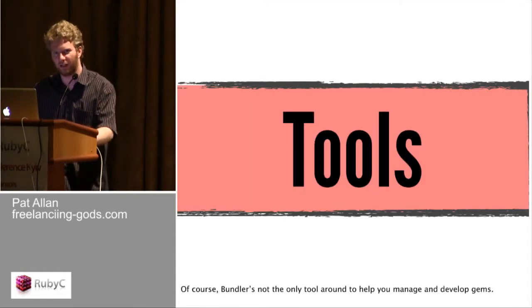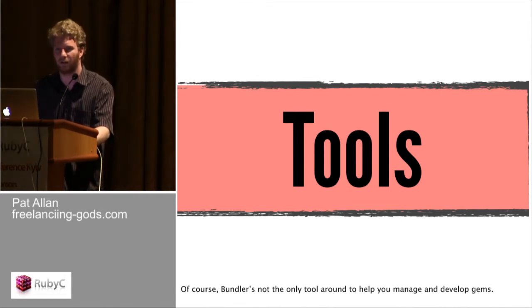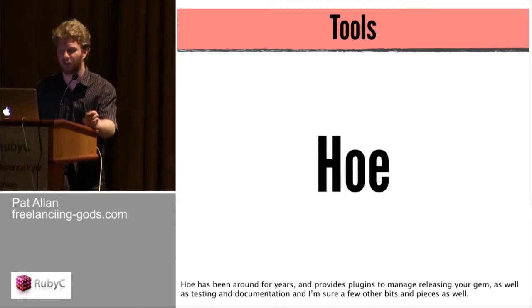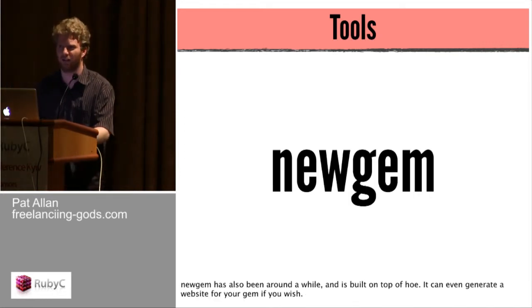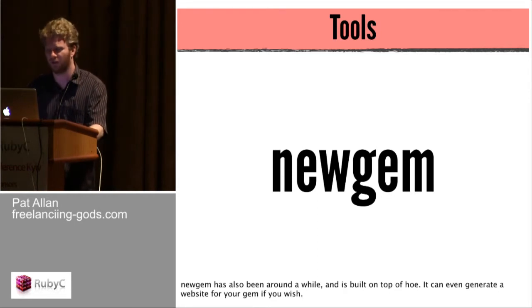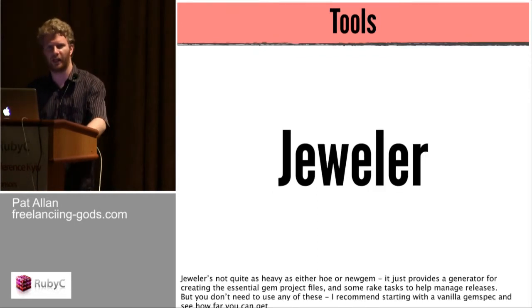There are other tools out there which are a bit more featured, if you like, than Bundler. Hoe has been around for quite some time and is a way of generating the initial project and maybe adding a different testing framework and doing a few other different things to help manage your gem. Newgem builds on top of that, and you can even generate a website for your gem if you really want. Jeweler is a bit more pared back than either of those, but again, it's useful for generating the initial directory setup for your gem.